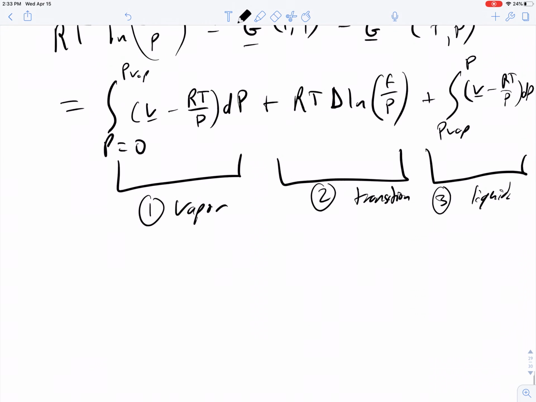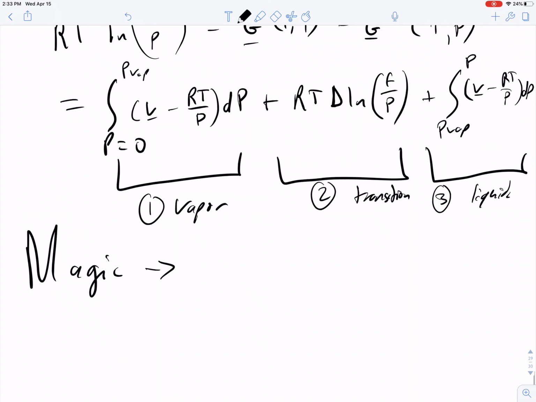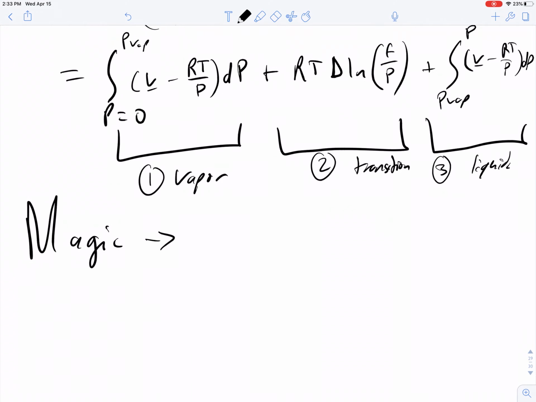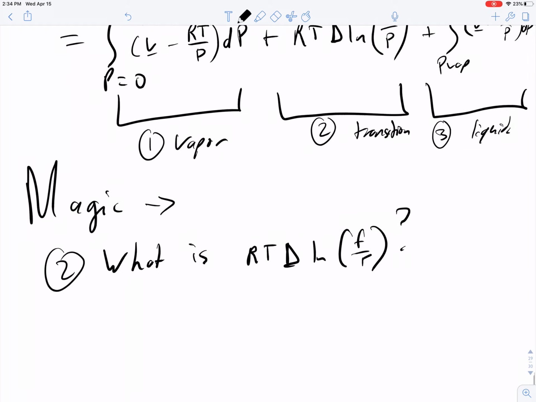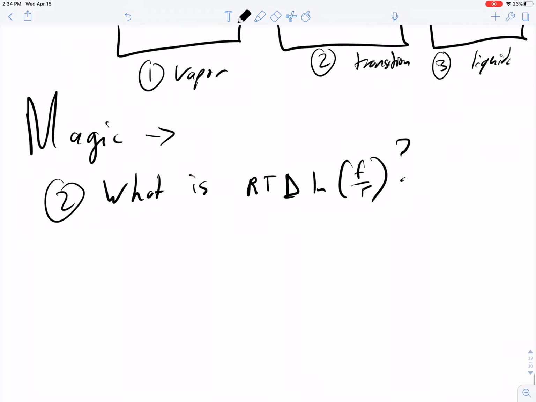Now it is time for magic. And this, I tried this on an exam before to show the derivation of a show that, and I just said it's magic. No points for you. But anyways, 2. What is RT delta log F over P? Question mark. Okay, what is this? Well, the fugacity is the same in both phases.